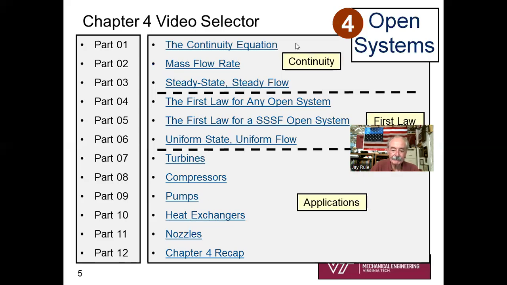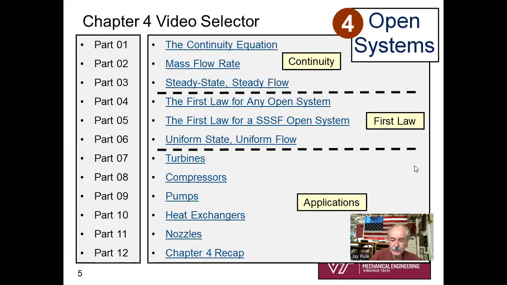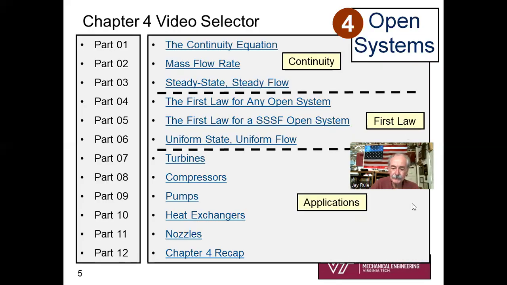In chapter 4, I've got 12 parts, and chapter 4 deals with what we call open systems. It does turn out that an open system is one where we have flow into and out of a piece of equipment. And the way I've arranged this is in the early part of chapter 4 in the textbook, you cover conservation of mass, what's called the continuity equation.